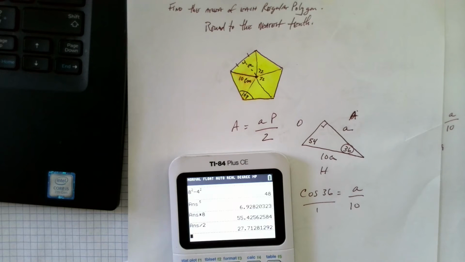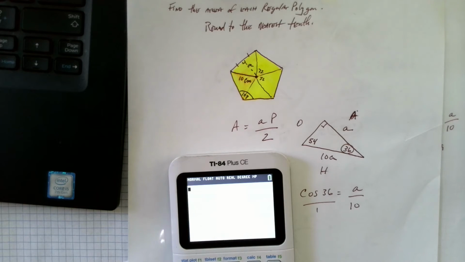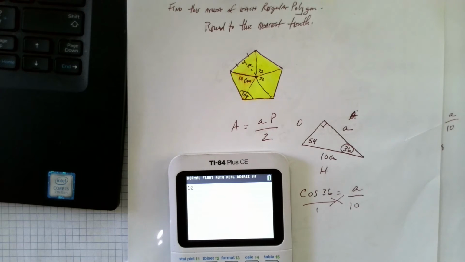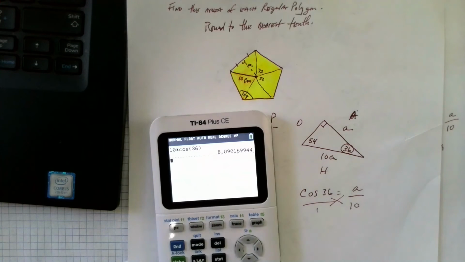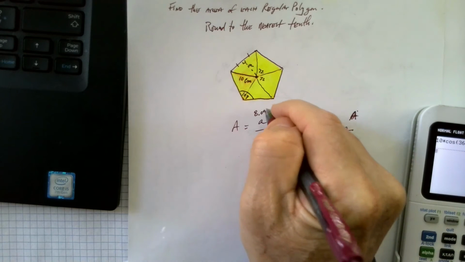Then I would pull my calculator out. I'm going to make sure that it's in degrees, so I'm going to go mode. Yep, sure enough, it's in degrees. Second mode takes me back to the calculator, and then I'm just going to cross multiply this. So it's 10 times cosine of 36. I'm going to hit enter, and that tells me that the apothem is about 8.09. So 8.09 is going to go right here.